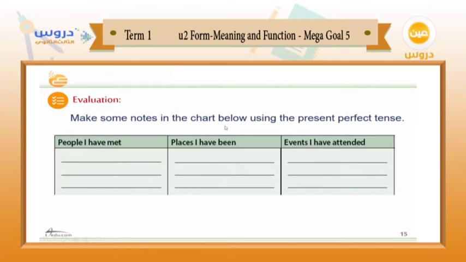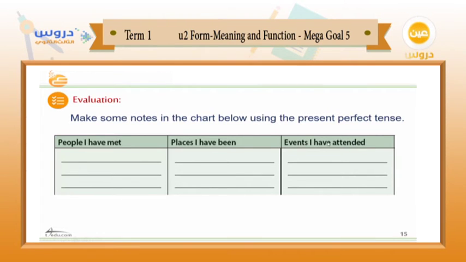Make some notes in the chart below using the present perfect tense. Try to do it by yourself. People I have met. Write sentences using present perfect tense about people I have met. You start with a person and complete: I have met who? Places I have been. Events I have attended. And try to use the time expressions with them. Try to do it by yourself, please.